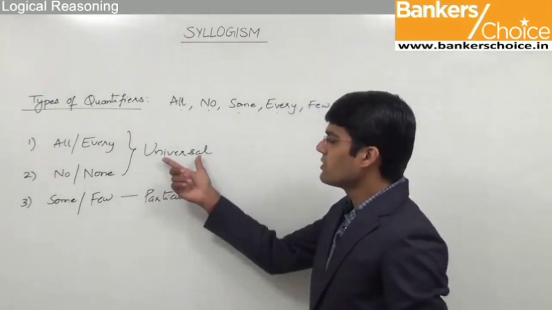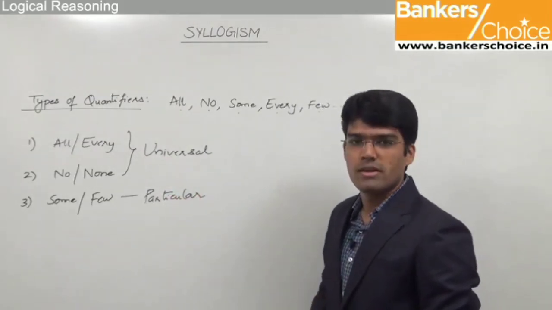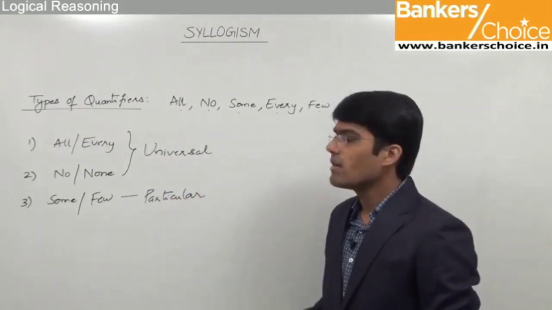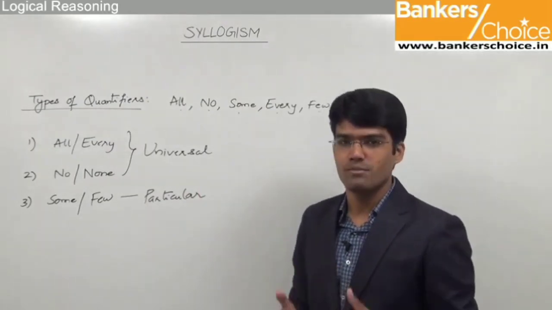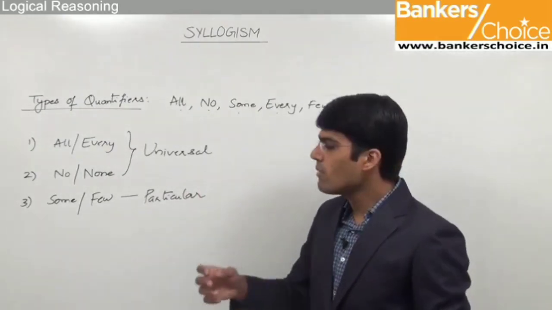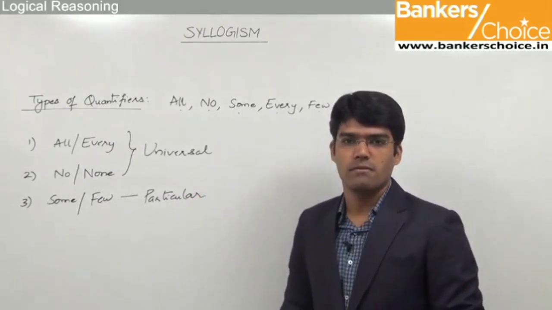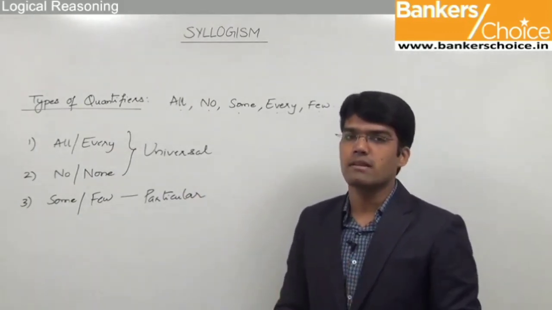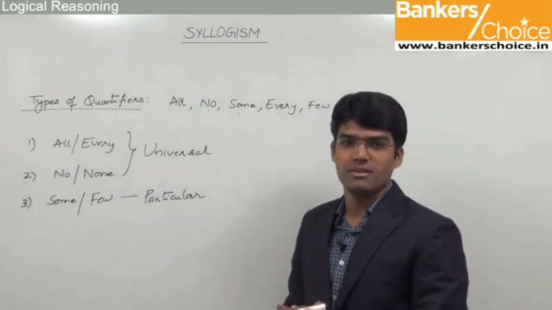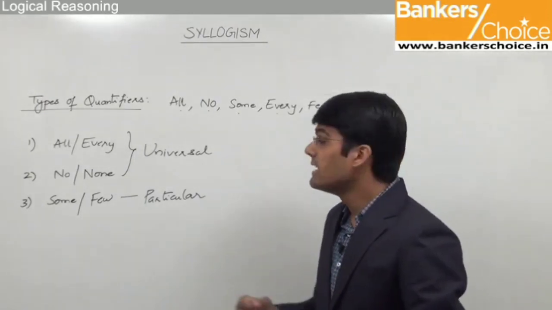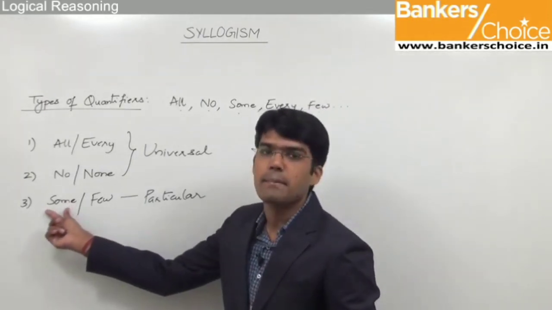Right? So we have two types of quantifiers in general: universal quantifiers and particular quantifiers. All and no come under universal quantifier as they refer to every object of the given set, and some or few come under particular quantifier as they refer to only a particular number of objects in the given set.